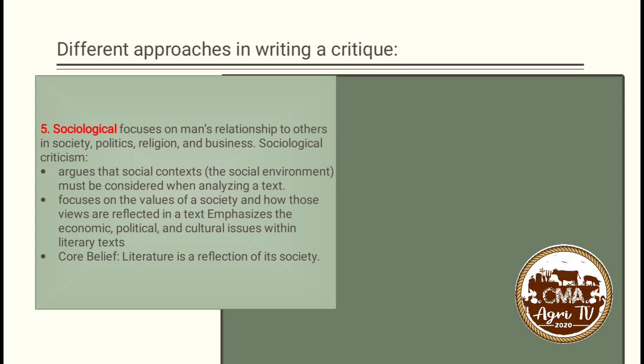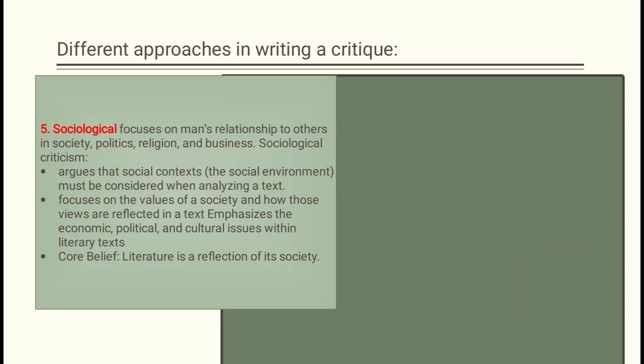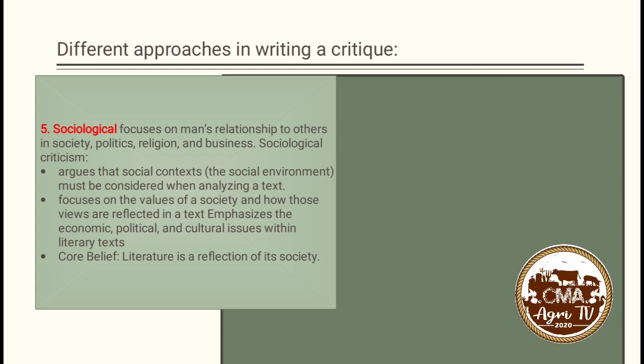When we talk about environment, class, for example, a man who lost his mind, we might be able to think of what happened. Who are the people in the environment concerning the man who lost his mind? The second one focuses on the values of the society and how those views are reflected in a text, and emphasizes the economic, political, and cultural issues within a literary text. And of course, the core belief: literature is a reflection of its society.